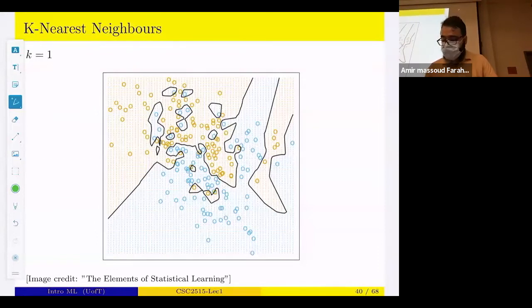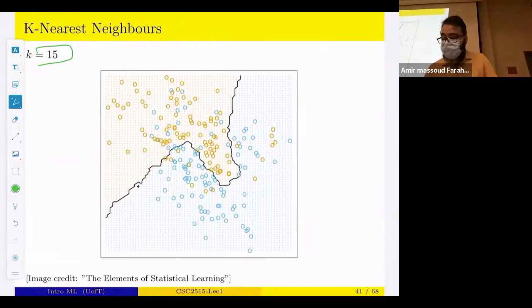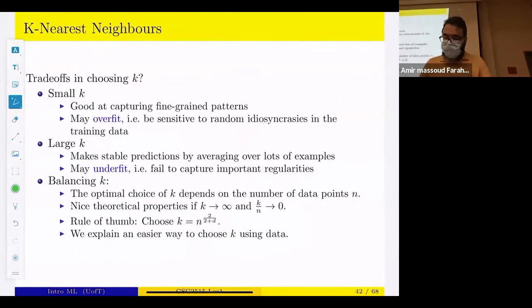For example, here you see that because we have one blue circle there, it determines that this region is blue. But probably that is just noise, mislabeling noise. So maybe we should go with a larger K. And if we do that, we see that we generally get a smoother surface. Okay, I think that was the place that we stopped.